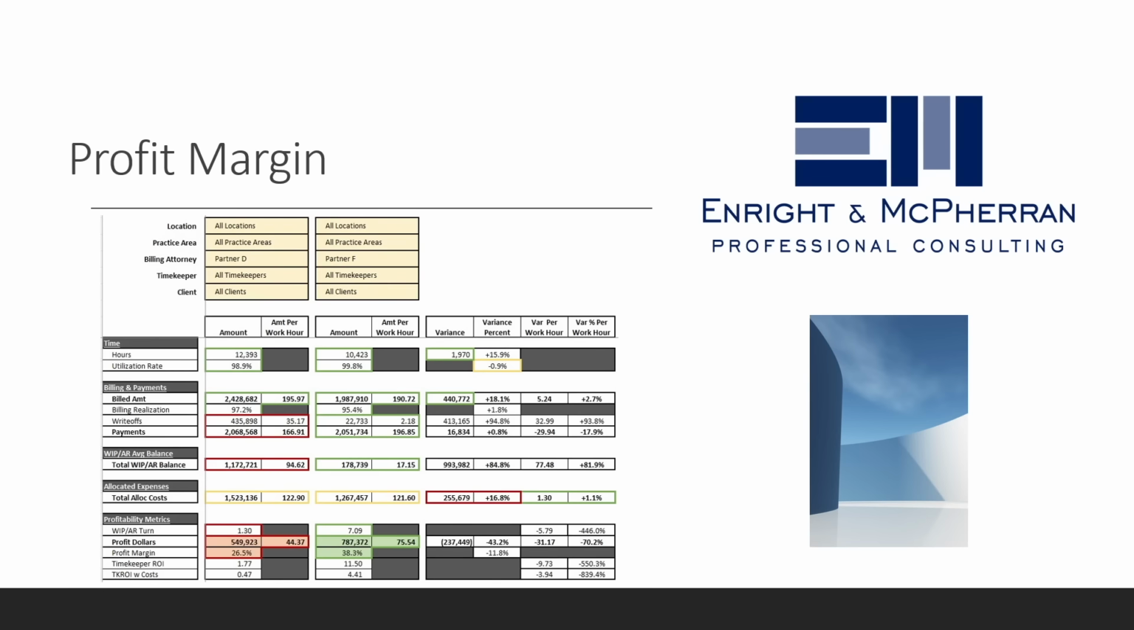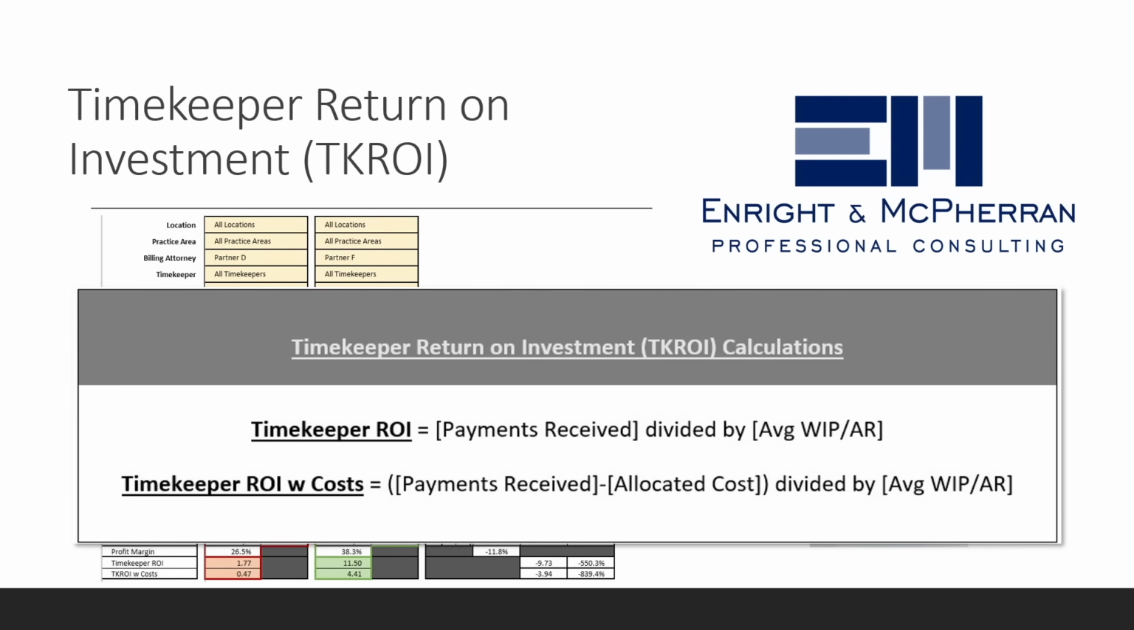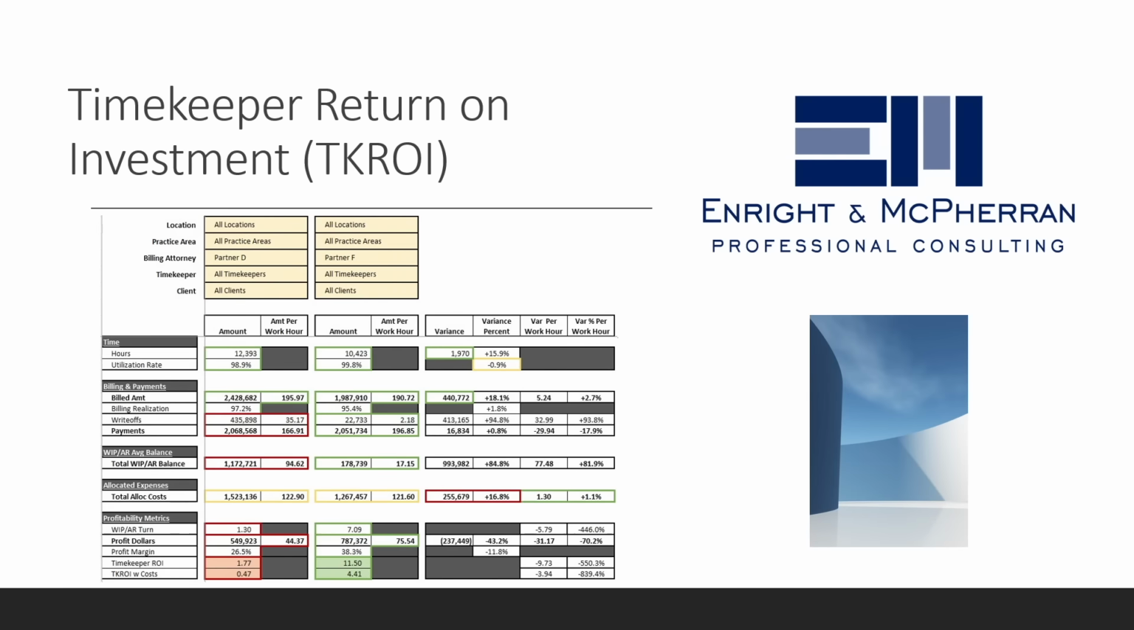This is where the timekeeper return on investment comes in. The timekeeper return on investment is calculated two different ways. The first simply takes payments received and divides it by the average WIP AR, and the second subtracts allocated costs from the payments received before dividing by the average WIP AR. We calculate the timekeeper return on investment with and without costs as separate metrics to make it easier to see the effect of the cost on profitability. When all factors are considered, it shows there is a pretty big difference between the profitability of Partner F and Partner D. Partner D probably thinks we're picking on them at this point because this is yet another metric saying they're not doing very well.